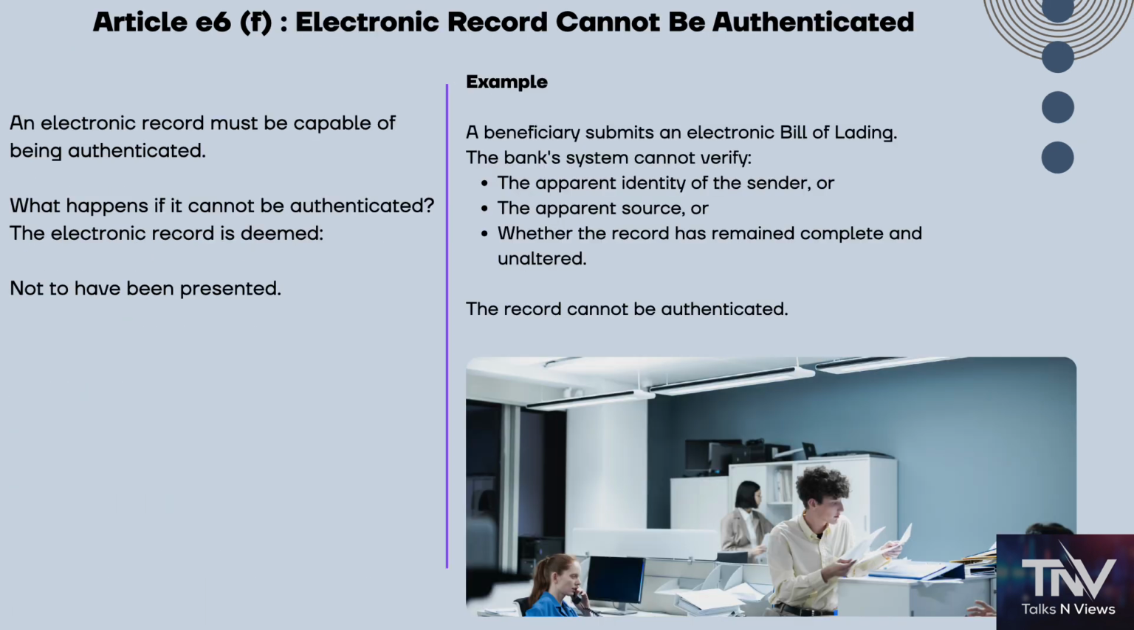Article E6, F. Electronic record cannot be authenticated. This is another very important rule. An electronic record must be capable of being authenticated. What happens if it cannot be authenticated? The electronic record is deemed not to have been presented. Example: a beneficiary submits an electronic bill of lading. The bank system cannot verify the apparent identity of the sender, or the apparent source, or whether the record has remained complete and unaltered. The record cannot be authenticated. Therefore, the bank treats it as not presented.